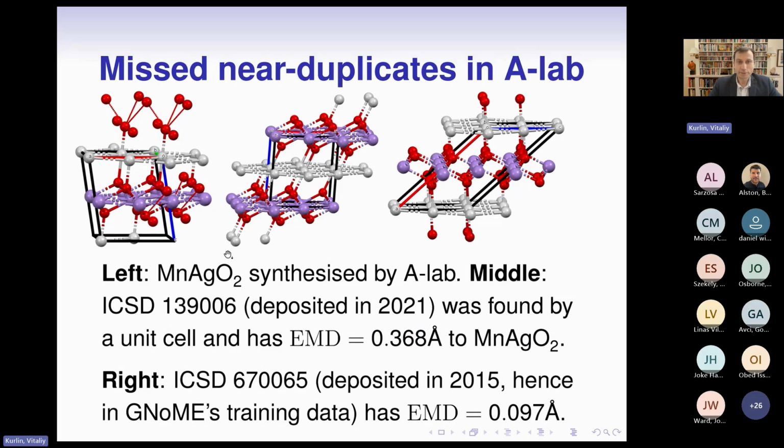On the left, the crystal structure claimed to be synthesized by A-Lab. The middle structure was found by manual unit cell search, so deposited after Google started training. But we have found an even closer near duplicate, with a different unit cell, so closer by our invariance.